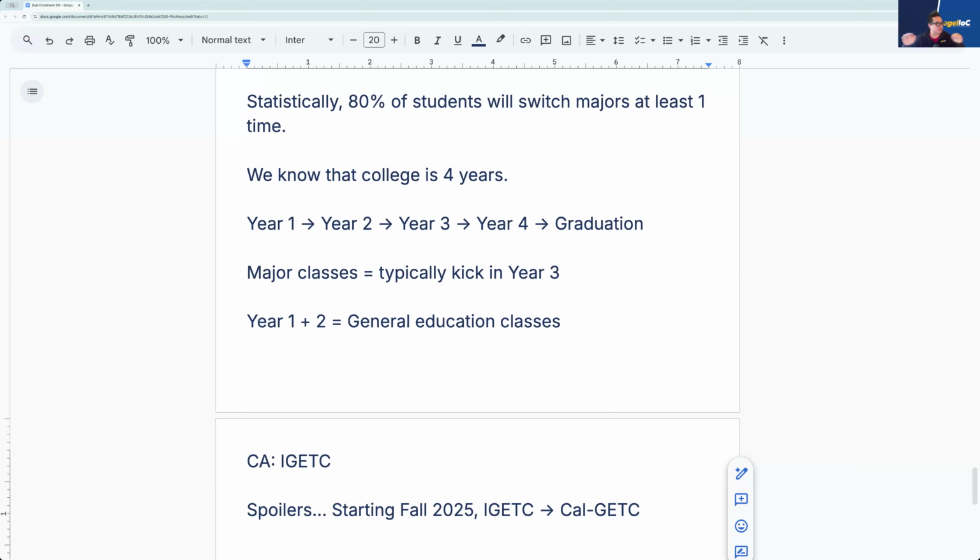But for anyone who's new, this is the first time you're hearing this, keep in mind if you're starting dual enrollment in the fall, when you look for it, Cal-GETC will start to get phased in and the old Cal-GETC will start to get phased out as the replacement term for California. Other states, you have your own kind of term for it.